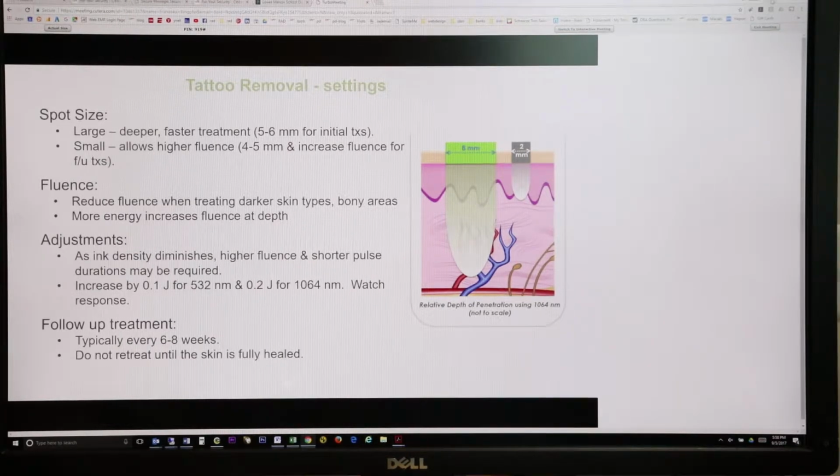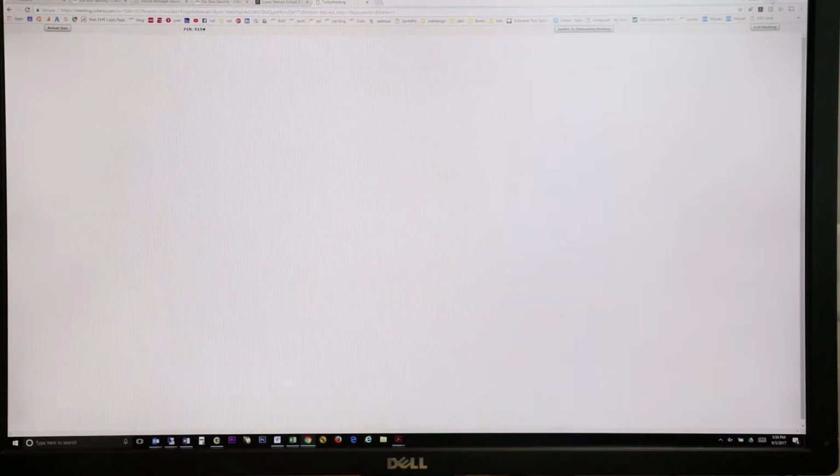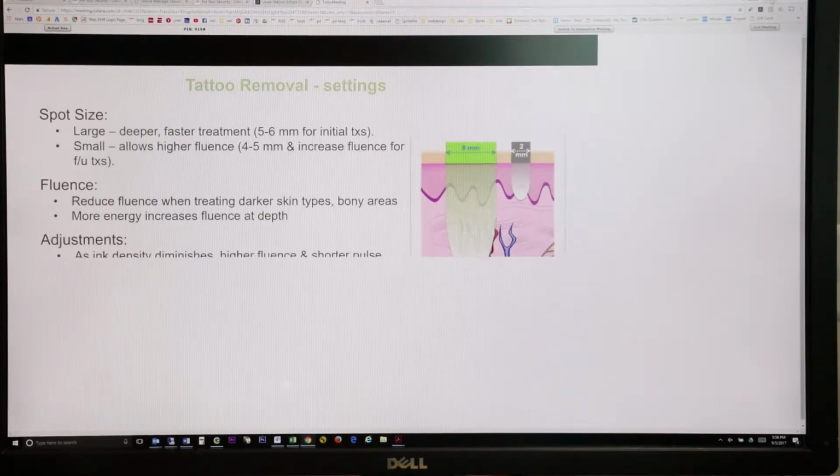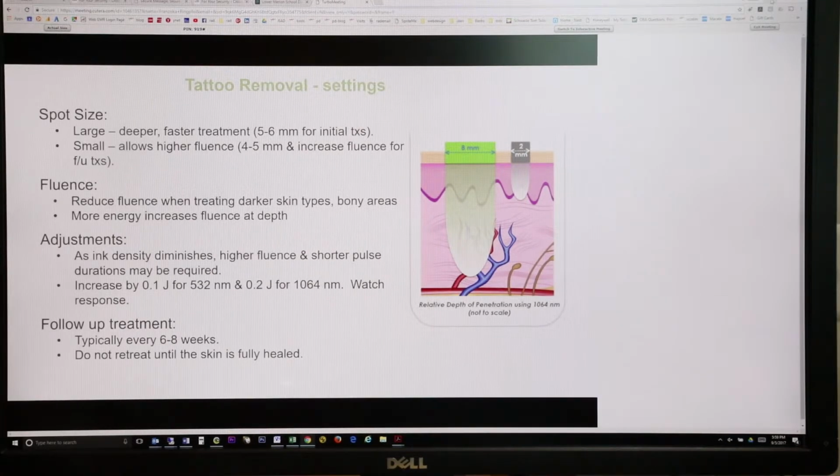As long as there's no change in medical history, no change in sun exposure, you can go up about 0.1 to 0.2 joules for your 532 and 0.2 joules for your 1064. Okay. And then the current trend is to treat tattoos every 8 weeks. If they're extremely motivated or if they're going on vacation, you can treat sooner than 8 weeks, but just make sure that the skin is ready for it.